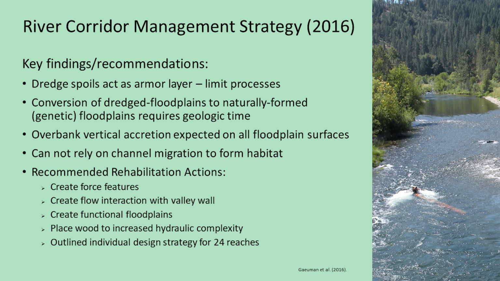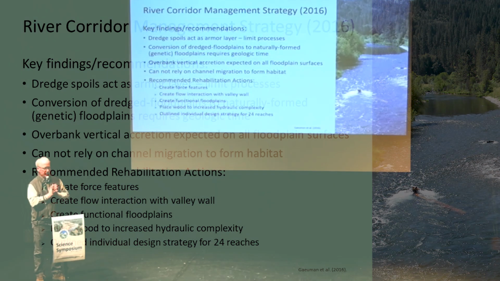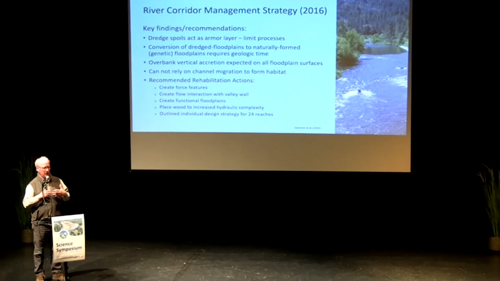Want to create functional floodplains. I think at this point, we thought of floodplains as being surfaces that we can flood and where the fish can occupy. But if that's just flooding the surface, that's not making a floodplain. And this is a theme that comes up a lot in later reports: we need to use more wood to create this hydraulic complexity that we can't get from river form itself.